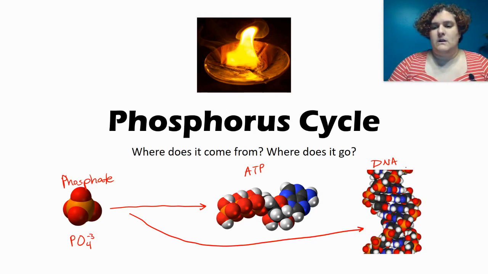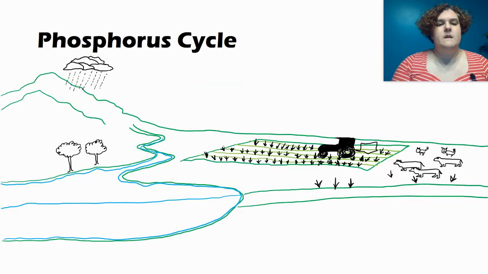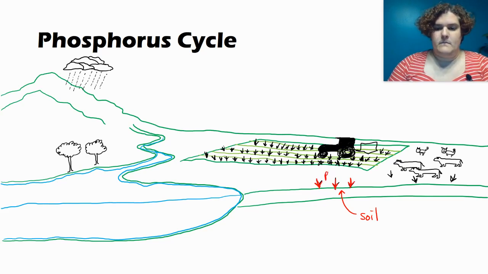DNA, you can see here around the outside, it's giving structure to the DNA. So that's what phosphate does in DNA, it gives it structure. Let's take a look at the cycle. So the place that you're going to find most phosphates is in the soil. And plants are going to take it up from the soil and use it to make ATP, DNA.